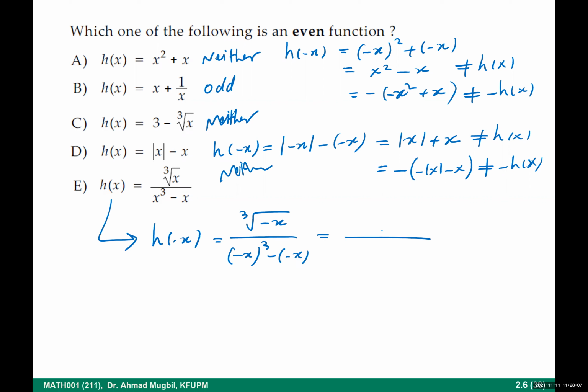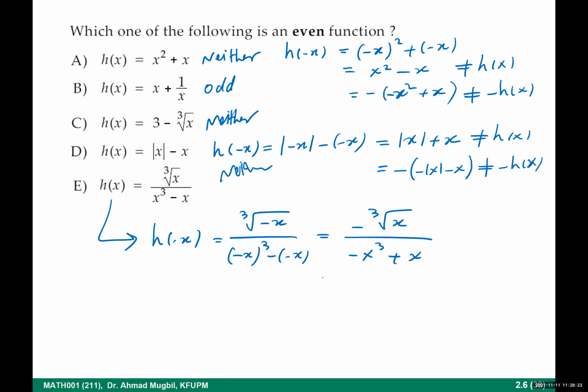This will be equal to what? Negative cubic root of x, because it is an odd radical. We can get a negative out. And here we'll have negative x to the power 3 plus x. Is it the original function? You said we need it to be even. It is not clear that it is the original function.